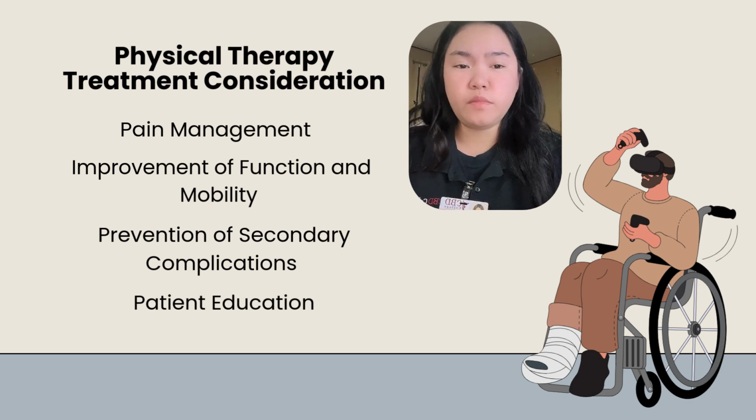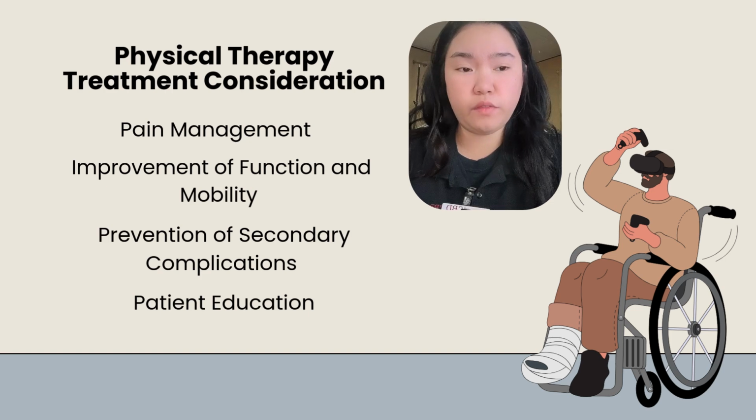So number two is improvement of function and mobility, as nerve damage can lead to weakness, poor coordination, and balance deficits. A physical therapy intervention helps to improve strength, flexibility, and gait to restore and maintain functional independence.